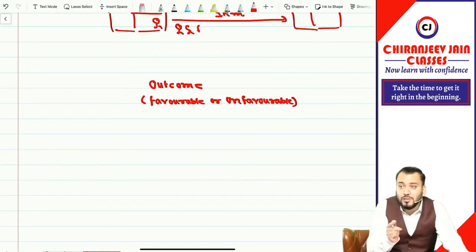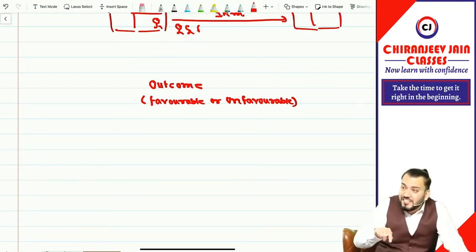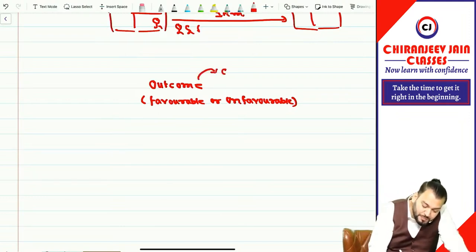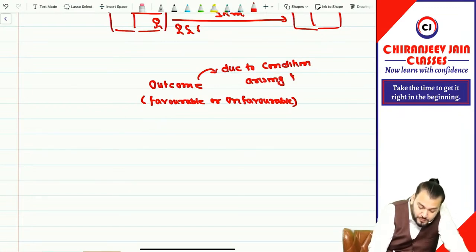My question to you all: this outcome is due to some condition. The condition is arising from a past event or a future event. Past event means this outcome is due to a condition arising from a past event.